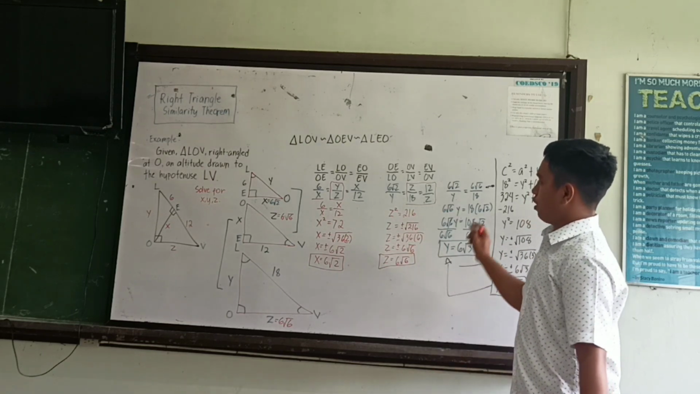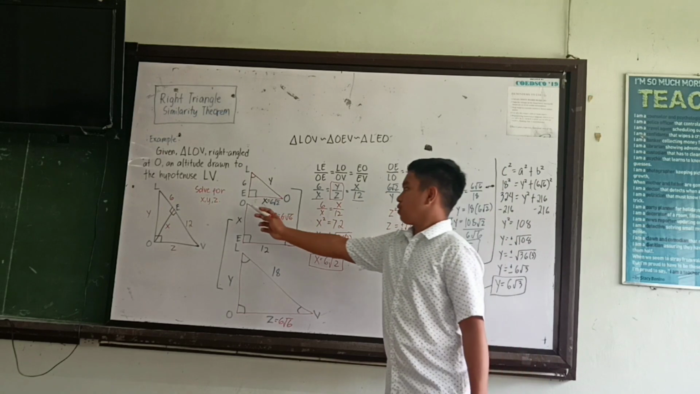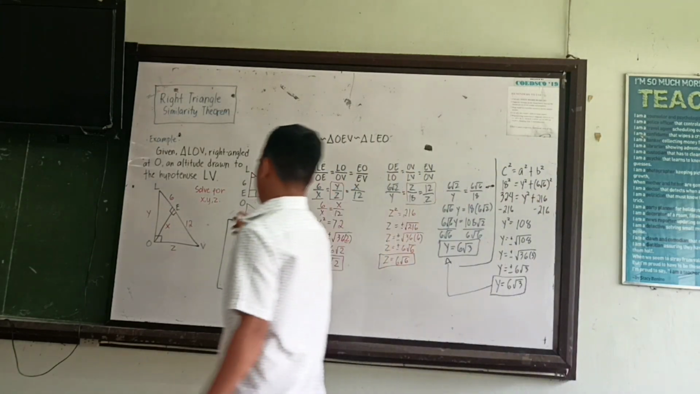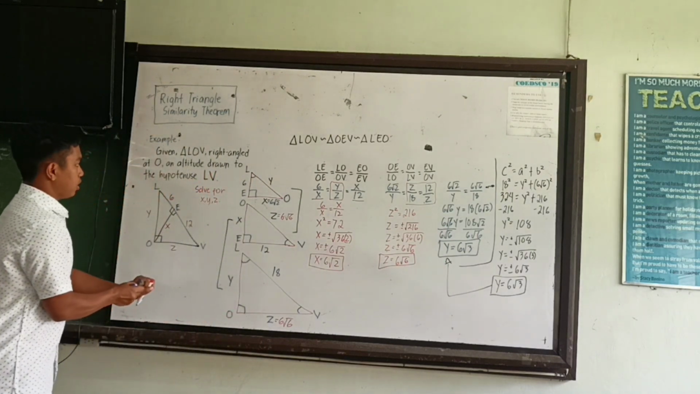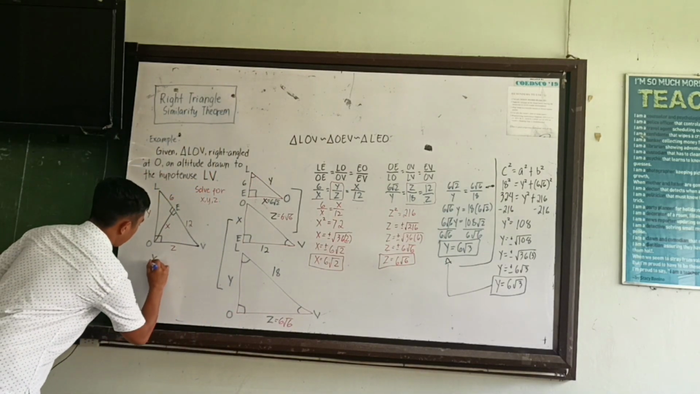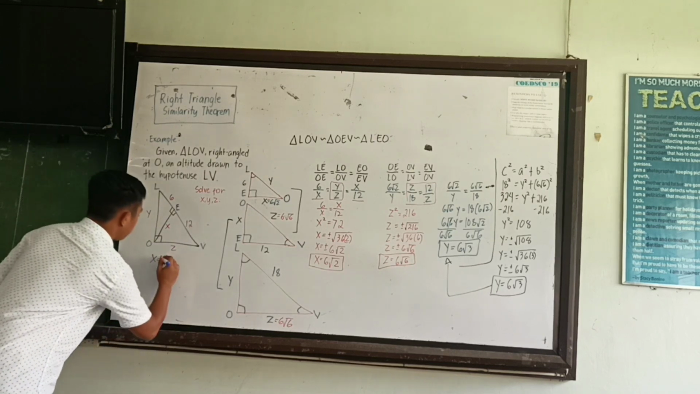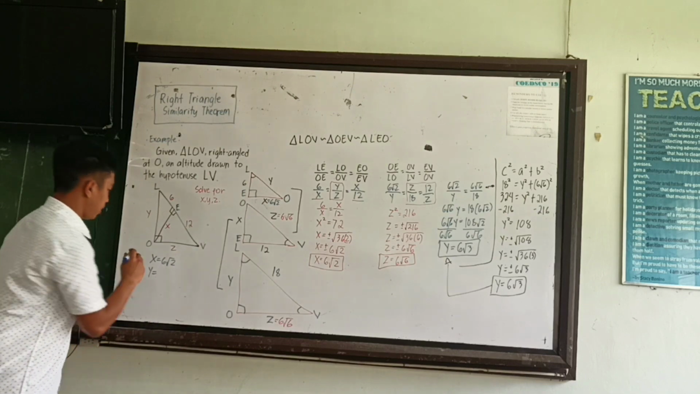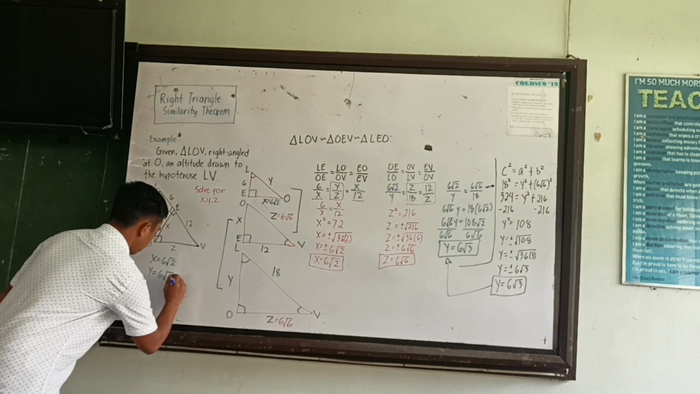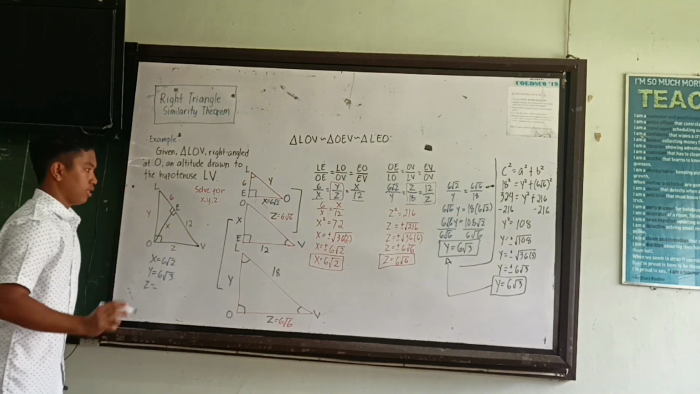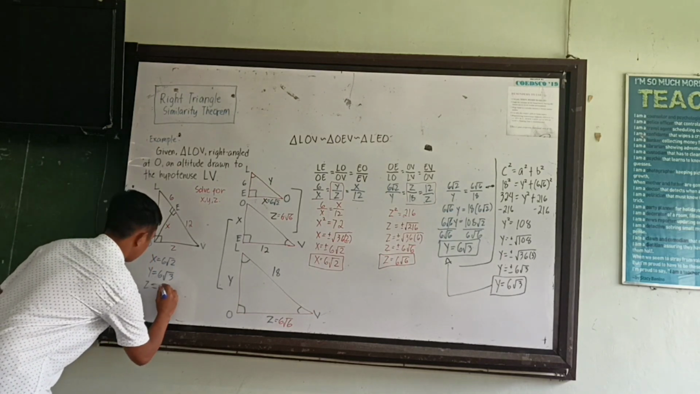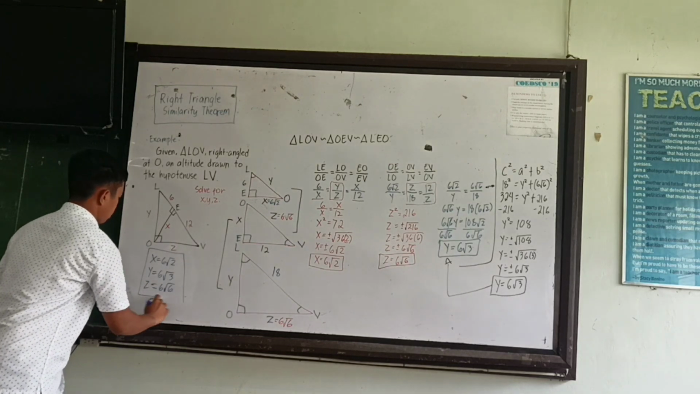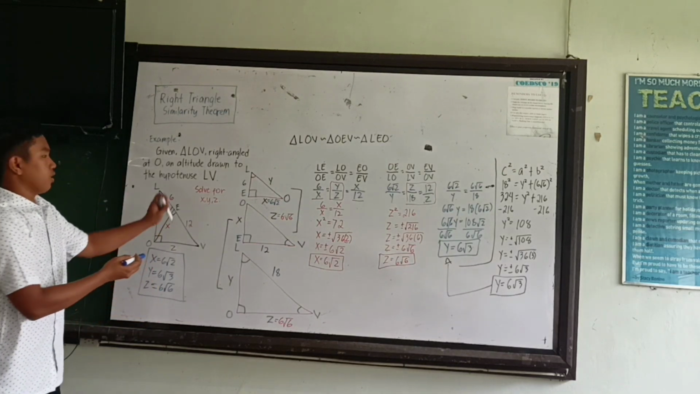So, this is how we solve for the unknowns using the right triangle similarity. We now satisfy here the values of x, y, and z. We have x equals 6 square root of 2, y equals 6 square root of 3, and z equals 6 square root of 6. So, this is the answer for this given problem.